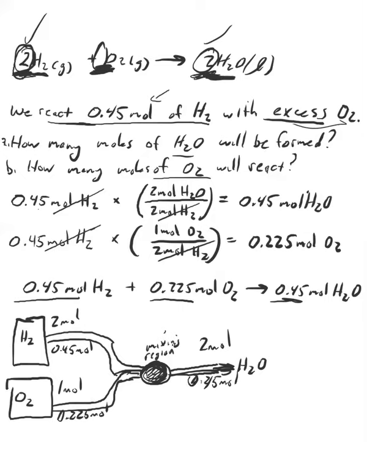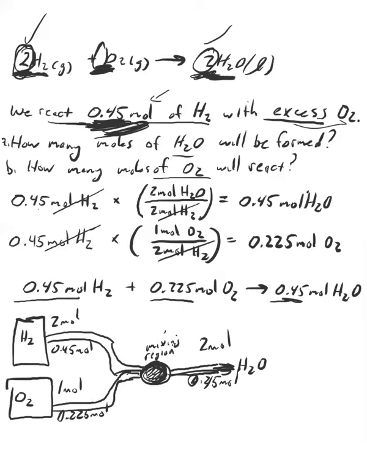Okay. The reason that we have these decimal numbers, 0.45 and 0.225, is that the people who wrote this problem said, no, we're going to put in 0.45 moles of this. We're not going to put in 2 moles. So what would you get if you put 0.45 moles, right?